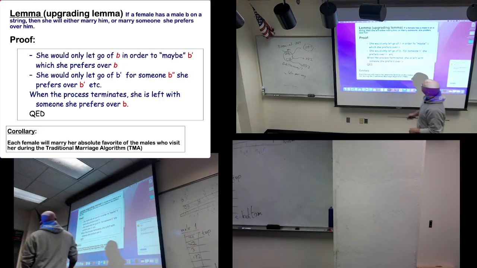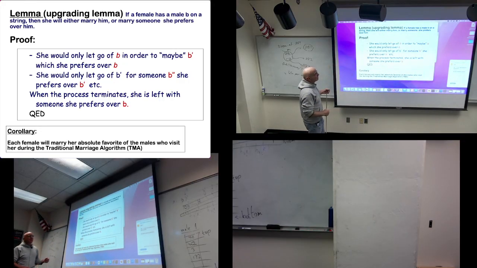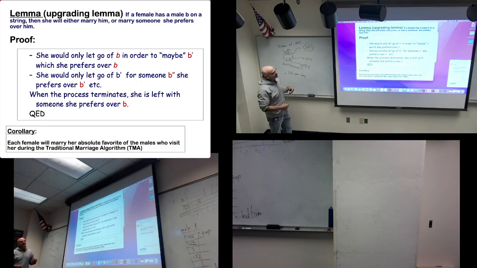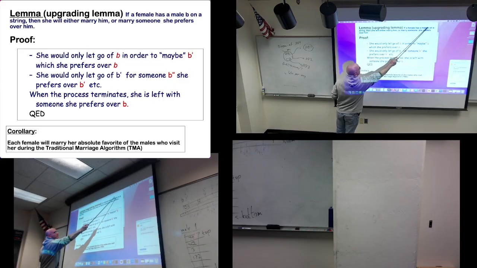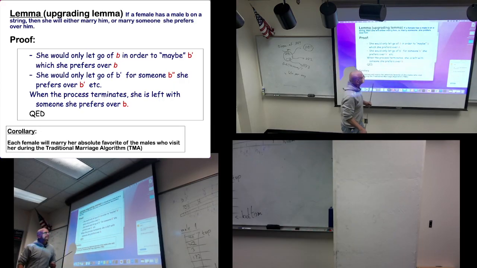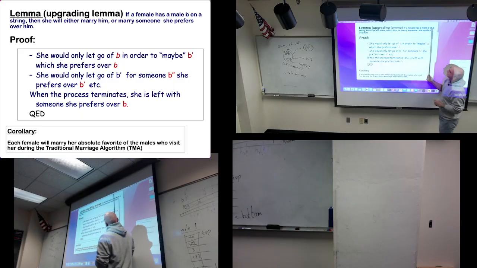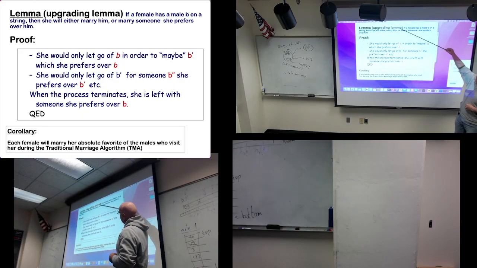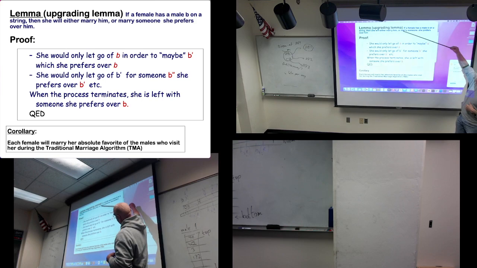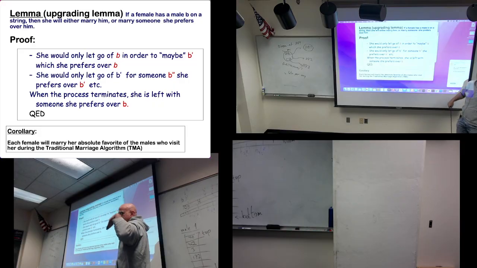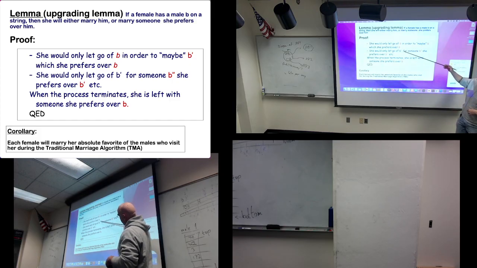So our upgrading lemma will say that if one of the females has, maybe, some male B put on a string, then she will either marry him at the end of the algorithm or marry somebody that she likes even more, higher on her list. On her preference list, she prefers this other guy that she will marry. So what's the proof? Quite obvious.